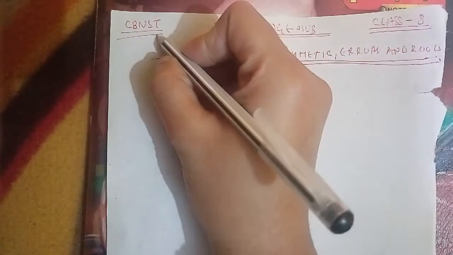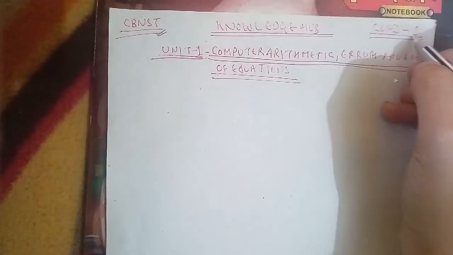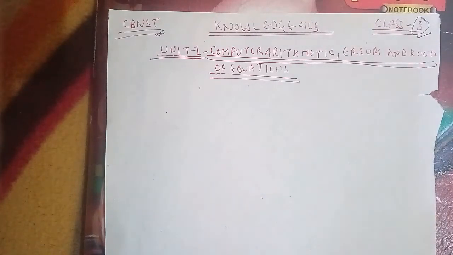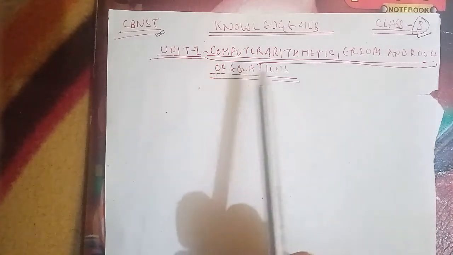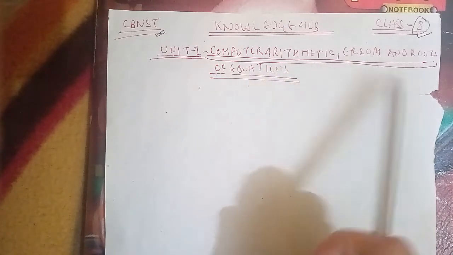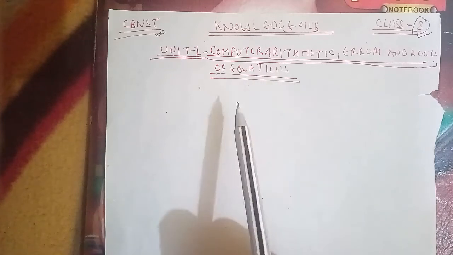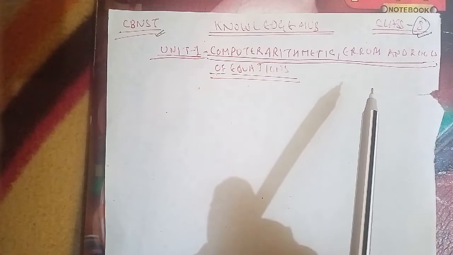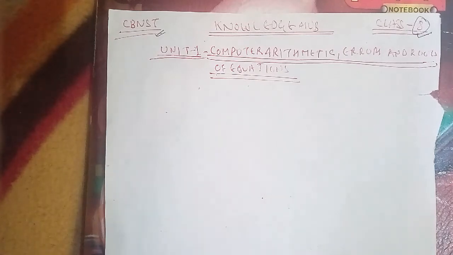Today we're going to start with your CBNST, that has been your class 8. In the last 7 classes we had started with unit 1, that has been the computer arithmetic errors and roots of equation. In that we had done your bisection method. In the last classes we had completed that. In today's class, we'll have to start with the second method.